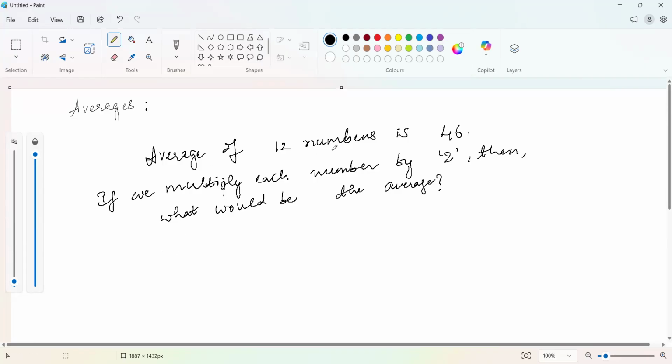So the average of, normally, if you take 12 numbers is 46. If you multiply each of those numbers by 2, then what would be the average?